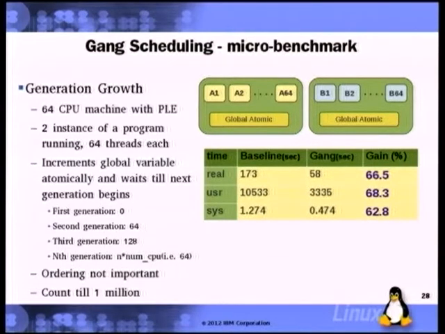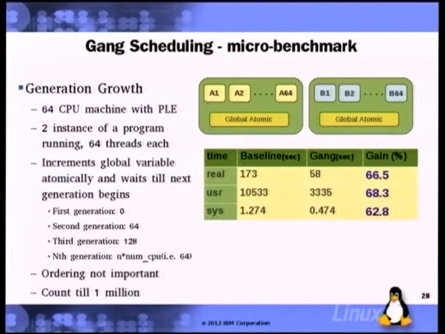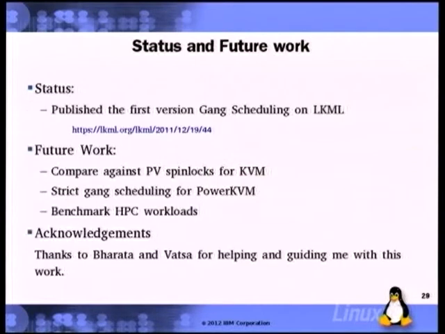And we run two instances of the same program on the machine. The ordering here is not really important. Which CPU comes and increments it, that's not important here. And we would basically count till a million. So if you see the gang number and the baseline number, we see around 66% gain with respect to the real time. It might be more if we calculate the total time, but with respect to real time, we gain around 66%.